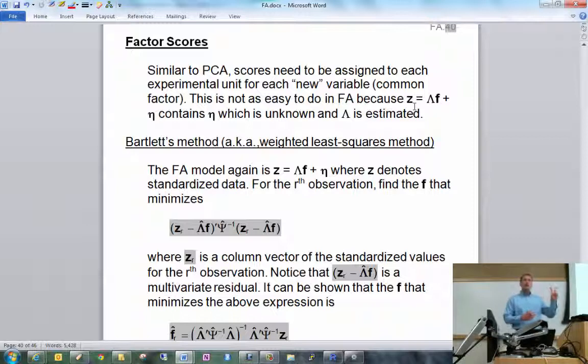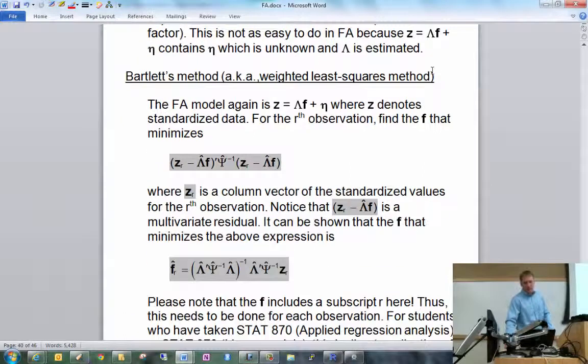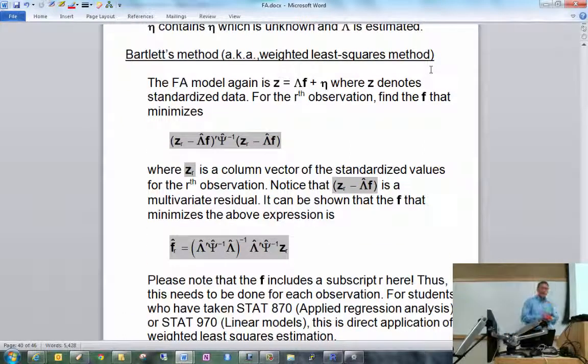And there are two ways that you can do this. I'm going to talk about them briefly. Unfortunately, to fully understand them, they require a background in Stat 970, our linear models class here. I guess one of them is more of a Stat 870, our regression class. And so I'll make some comparisons to that, but whenever I say Stat 870 or Stat 970, you're not responsible for it in this class. Okay, so the first method is called Bartlett's method. It's also often referred to as weighted least squares. And simply it's this.